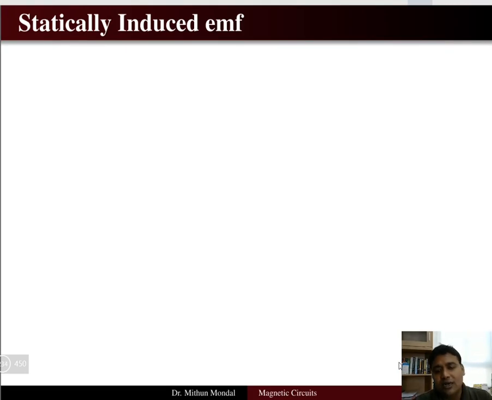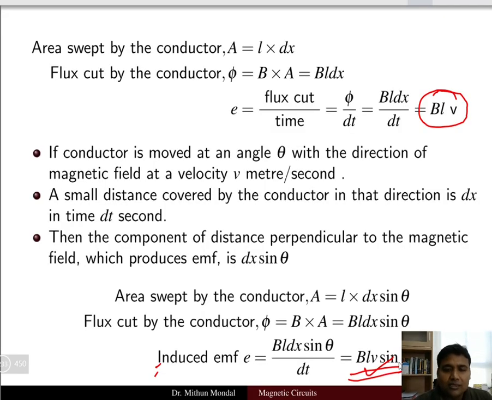So we have seen the dynamically induced EMF. In this case, the induced EMF is BLV sine theta, and in the dynamically induced EMF, you know that something has to move and something has to be stationary. So either the field will be moving and the conductor will be stationary, or the conductor will be moving and the field will be stationary, any of that. Then in that case the EMF will be induced, which has a magnitude of BLV sine theta.